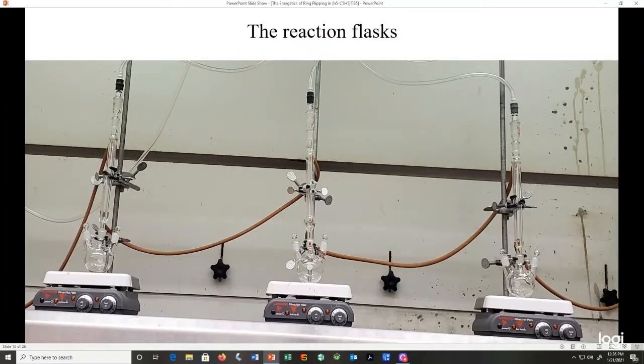Here we have our actual reaction flasks, and we have them over a stir plate, so we can put a little stir bar down here. And they're 3-neck flasks, and these are mainly so we can open these up and add our reagents and then put the stopper back on.